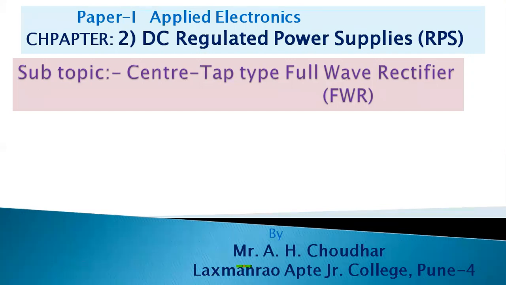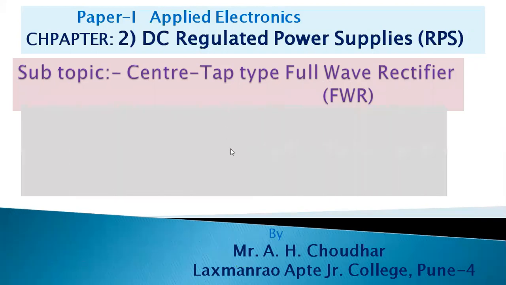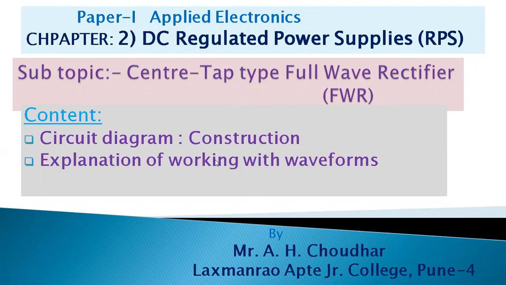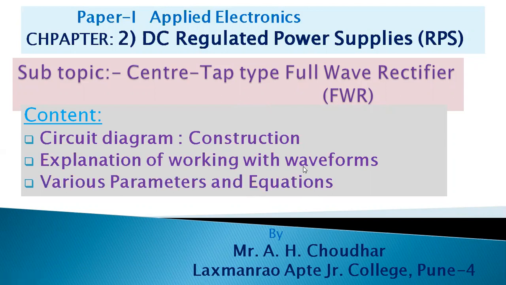In short, it is also called FWR. The abbreviation FWR is also used to represent the full wave rectifier circuit. In this session, you will see the idea of construction of the full wave rectifier circuit by using a center tap type of transformer. You'll understand in brief its working with the help of waveforms, like the half wave rectifier.